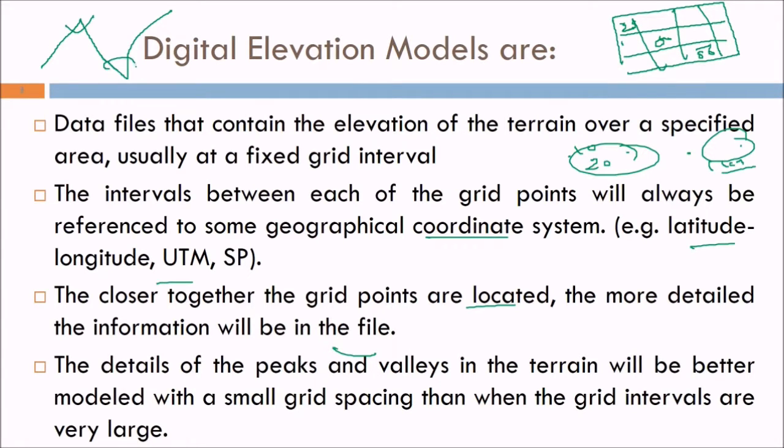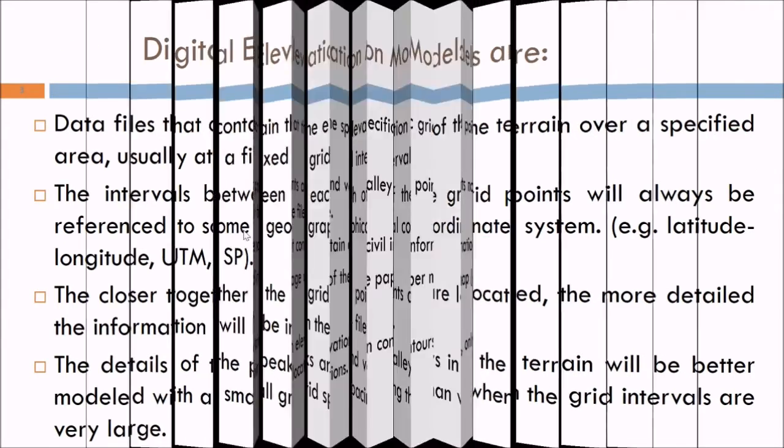These are peaks, these are valleys in the terrain. Terrain is nothing but whatever you see on the earth surface. Often you see these undulations, some rocks, some mountains and ridges, and everything you see is terrain only. So, the detail of these peaks and valleys in the terrain will be better modeled with a small grid spacing as this one than when the grid intervals are very large like this one.